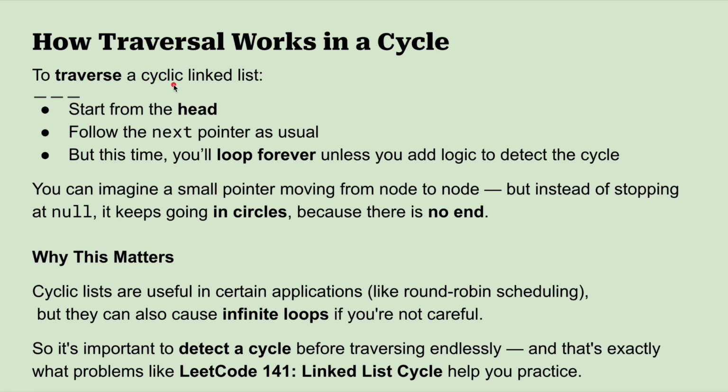To traverse a cycle in the linked list, we will start from the head. We have to follow the next pointer as usual, but this time you will loop forever unless you add logic to detect the cycle. You can imagine a small pointer moving from node to node, but instead of stopping at null, it keeps going in a circle because there is no end.